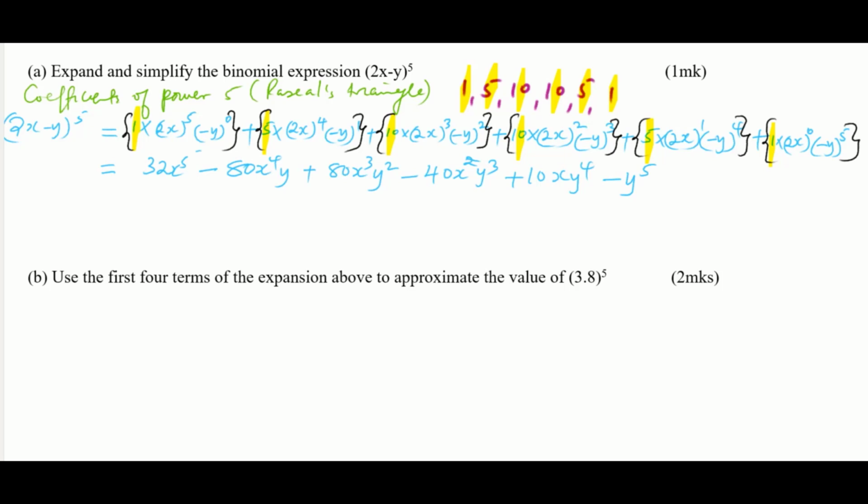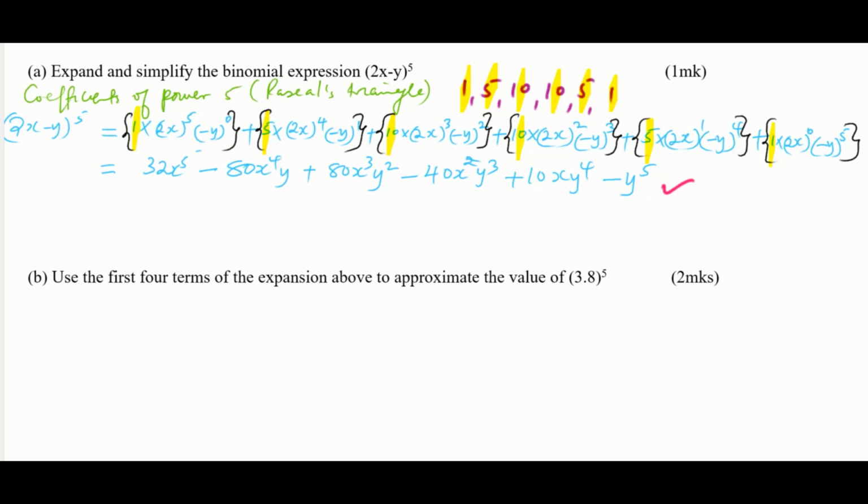So this is a simplified expansion when you work it out using the calculator, being very careful with the negative sign. Another thing you realize, you find there's a pattern. This is negative, positive, negative, positive, and so on.